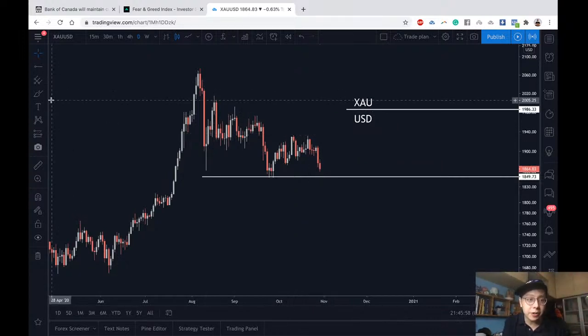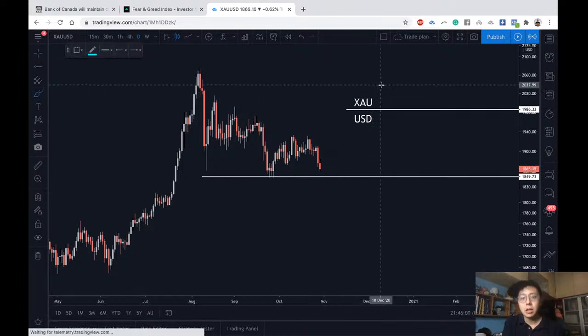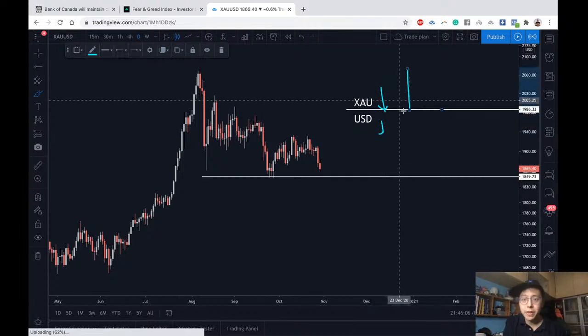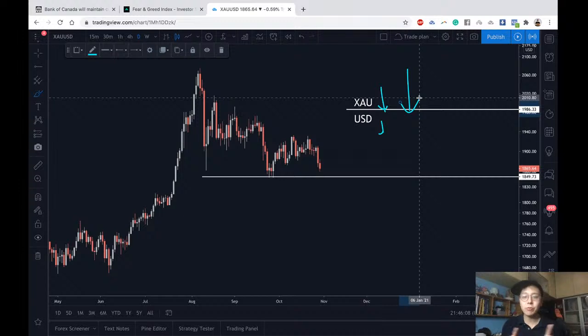The idea here is that gold can drop and the dollar can also drop. But if gold drops more than the dollar, then the entire ratio will also drop. So don't have the misunderstanding that if gold drops, the dollar must go up, and if gold goes up, the dollar must drop. No, they can move in the same direction, but it's relative.